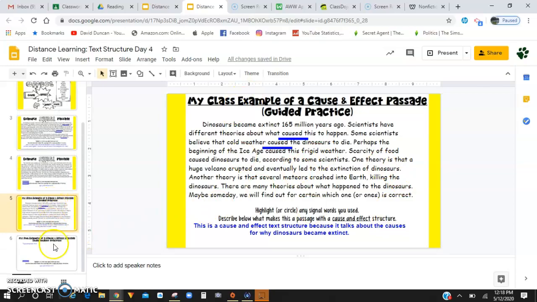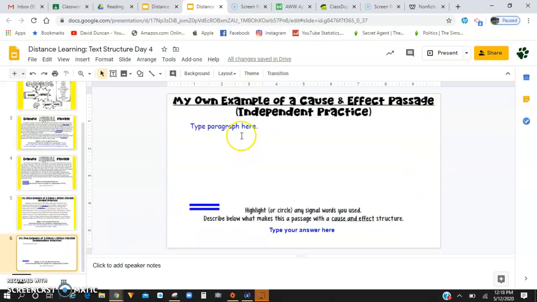All right, down here in the very last slide, I want you guys to type a cause and effect paragraph. Try to get at least 5 sentences, 5 to 7, and I want you to use at least 2 signal words and identify down here about what made it a cause and effect text structure.